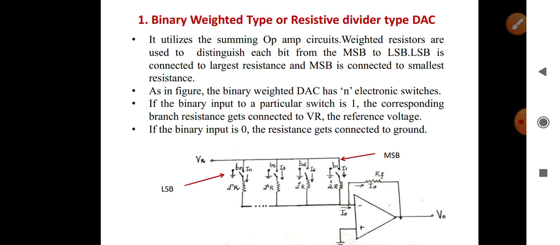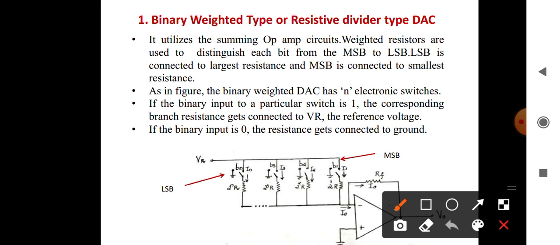You can see this, right? Another thing here: this is what we call VR, the V reference voltage. This 2R, 2 raised to 1R, 2 raised to 2R, 2 raised to 3R, and 2 raised to nR is the resistance that is being connected to the op-amp.